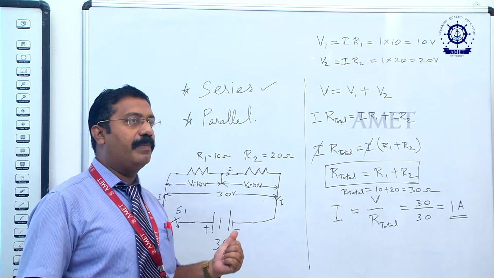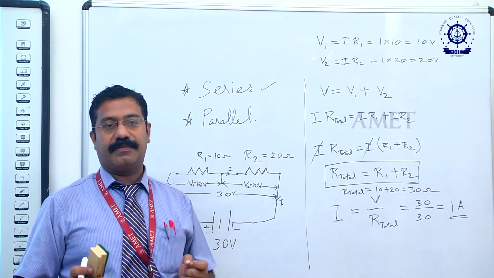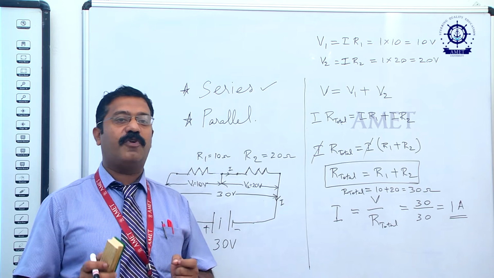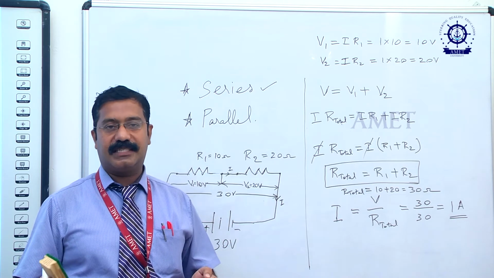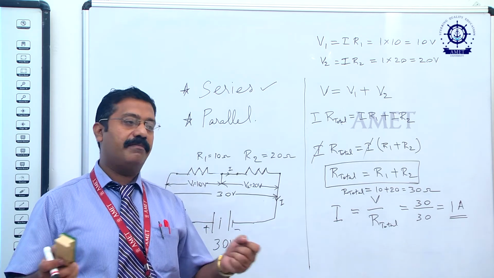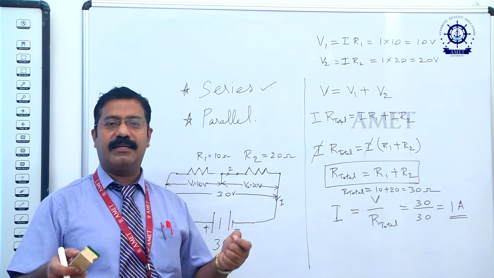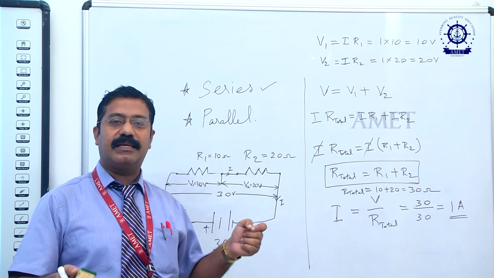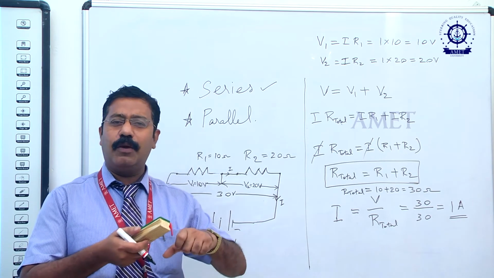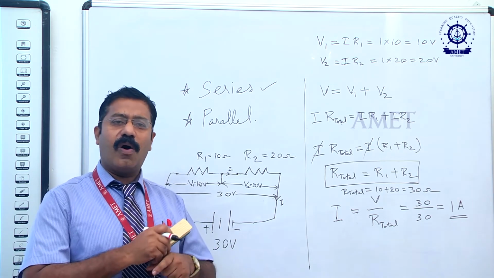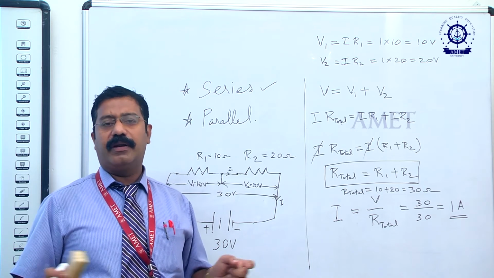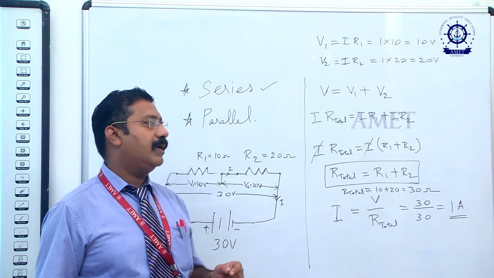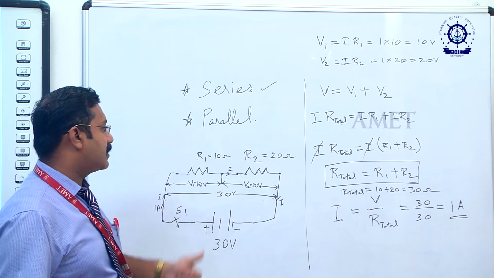The example will be the decorative lights or serial set which we use for festival seasons or some marriage functions. We use a serial set where some 20-30 lights will be connected in series. If you remove any one lamp, then all the lamps will go off, none of the lamps will glow. Okay, that's an example of series connection.